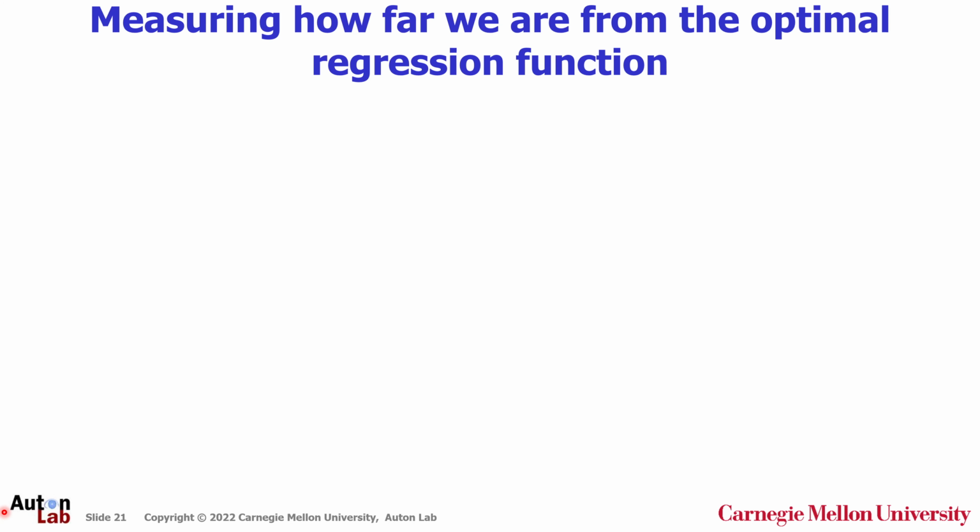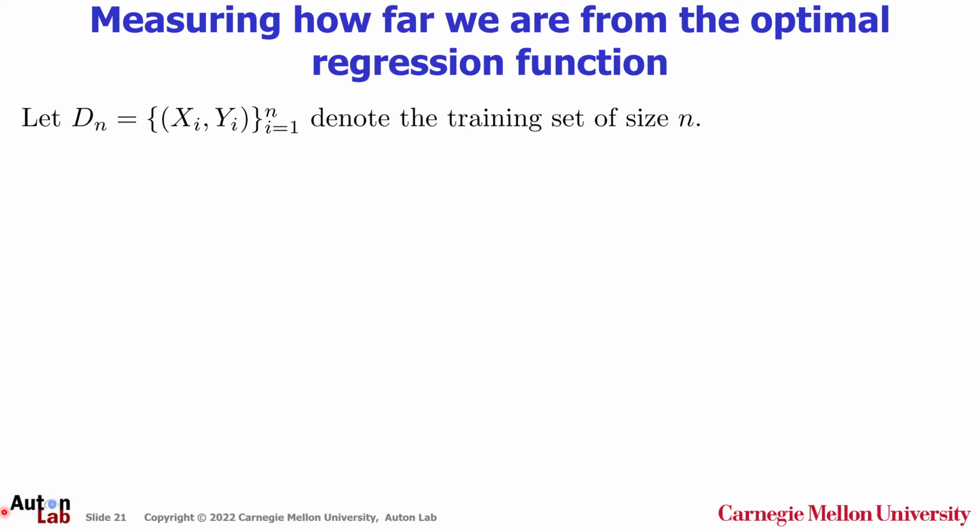When we use our training data and create an estimated regression function, we want to know how far this is from the optimal regression function. To be able to talk about this, we need to discuss what we mean on how far the true regression function is from the estimated regression function. We need to measure the distance between two functions. Let D_n denote our training set. In this set, we have n training instances. They are (x, y) pairs, that is, we have (x1, y1), (x2, y2), and so on, (xn, yn).